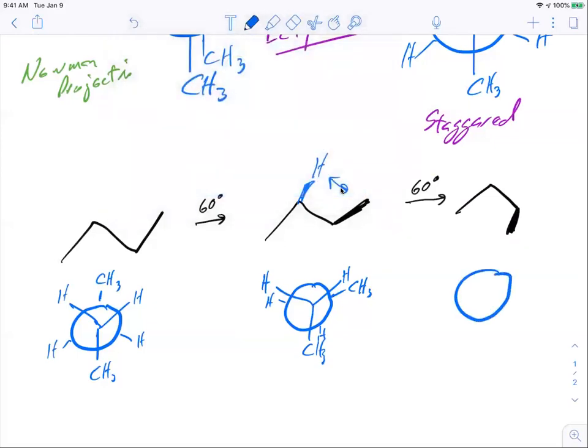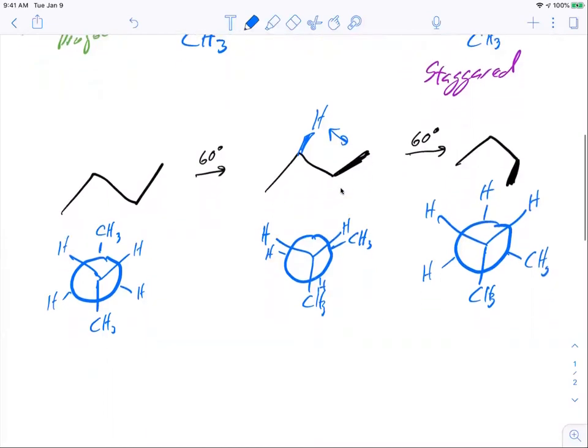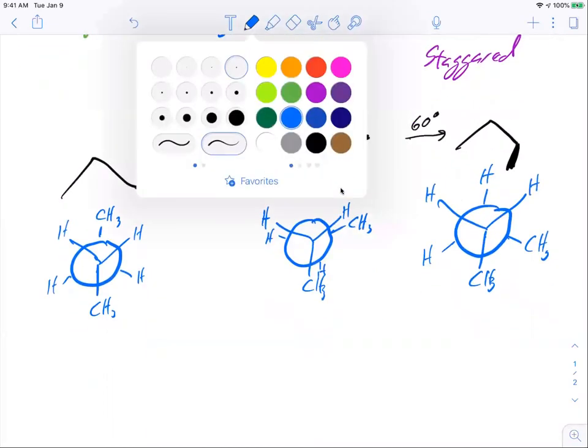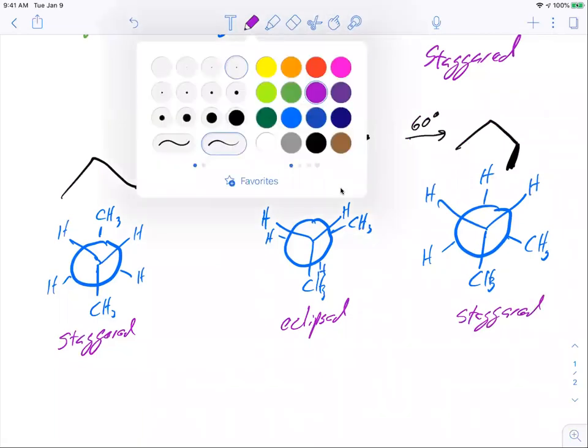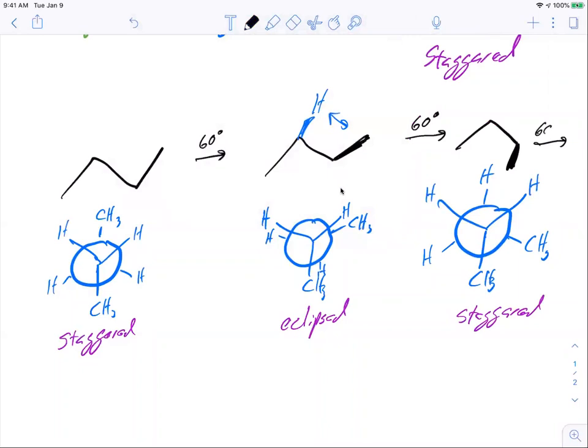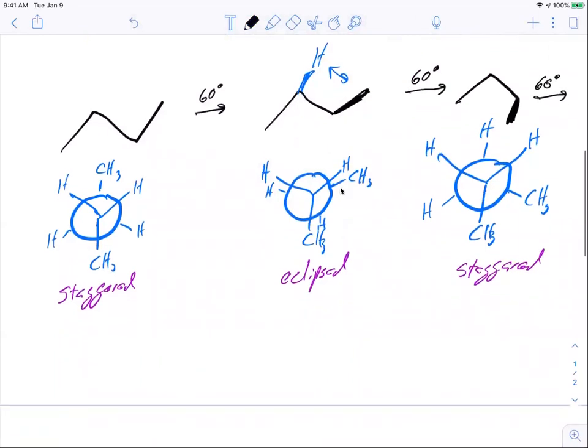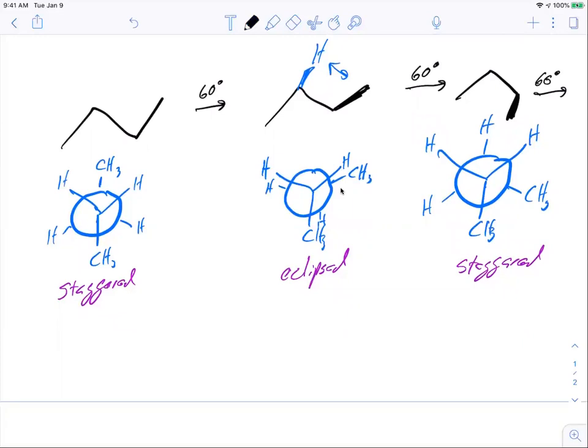If we rotate again, we're not changing the front carbon, so we're just changing the back. I end up with another staggered. So here's staggered, eclipsed, staggered. Everybody following? We're just rotating that back carbon 60 degrees each time.